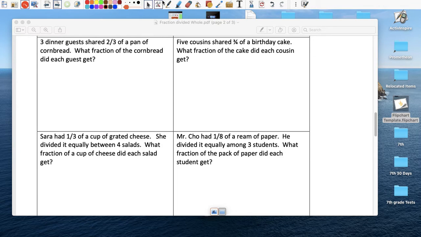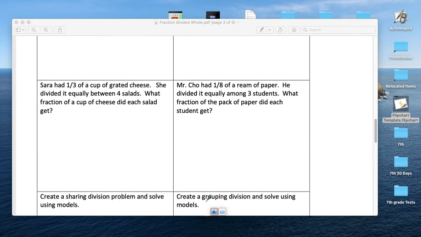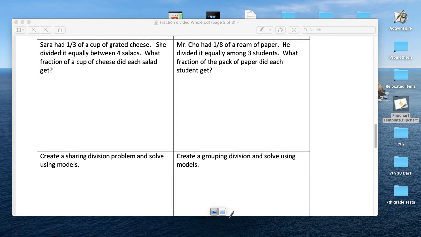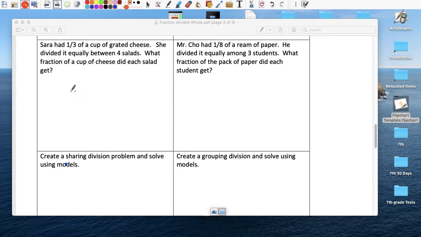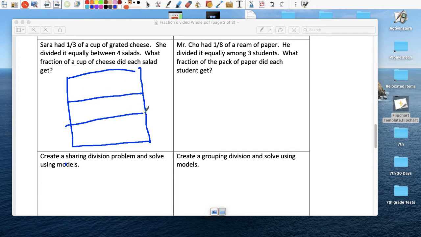Okay, so Sarah had 1/3 cup of cheese. Okay, so I'm going to do it this way. So he had cheese, right? 1 cup, but just 1/3. So let me shade that she only had this. 1/3, here it is.